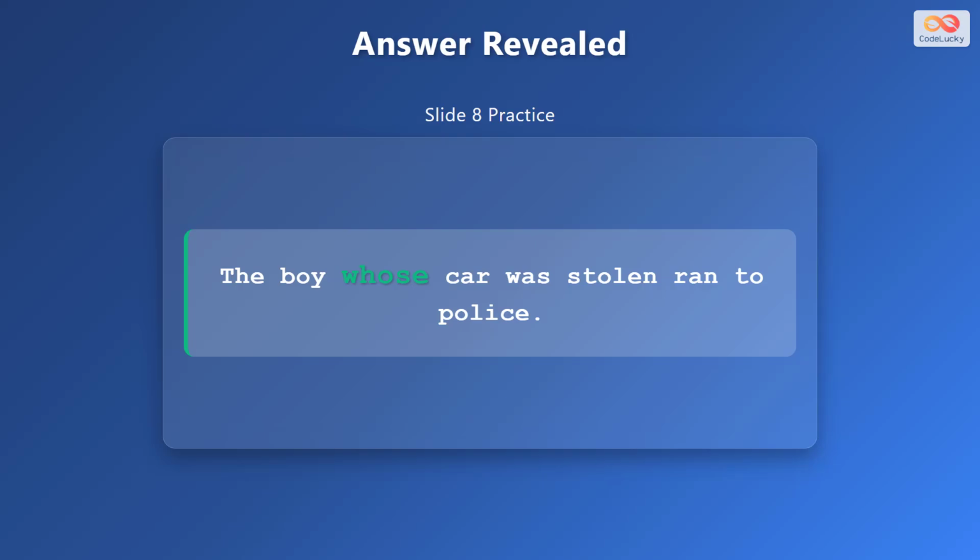The correct sentence is the boy whose car was stolen ran to the police. Using whose shows the car belongs to the boy. This allows us to add possession information smoothly.